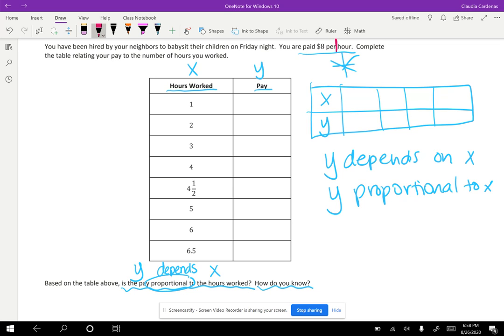Okay, so I see 1 hour in our table, so I know I get paid $8. All right, well, how much would I get paid for 2 hours? Well, if I work another hour, then I would get another $8 and I would get $16.